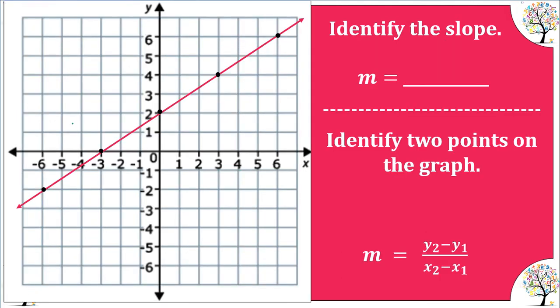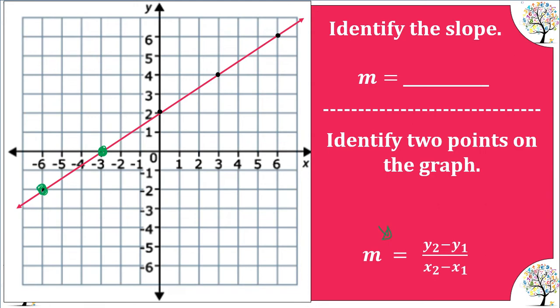So let's identify this, and we're also going to go ahead and learn how to do it when we don't have a graph. So here is going to be the formula. So I'm going to pick 2 points. So let's just pick any 2 points. We're going to do it graphically first and then algebraically.